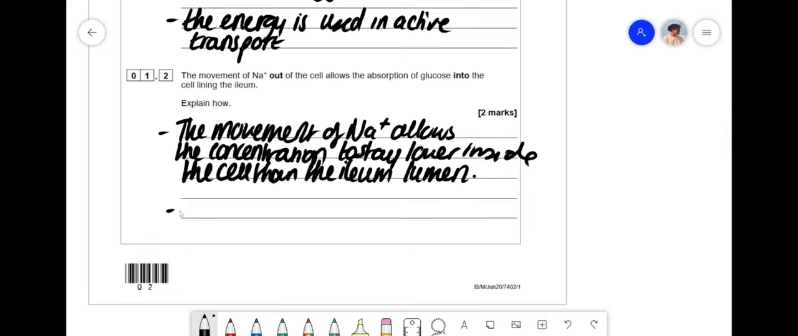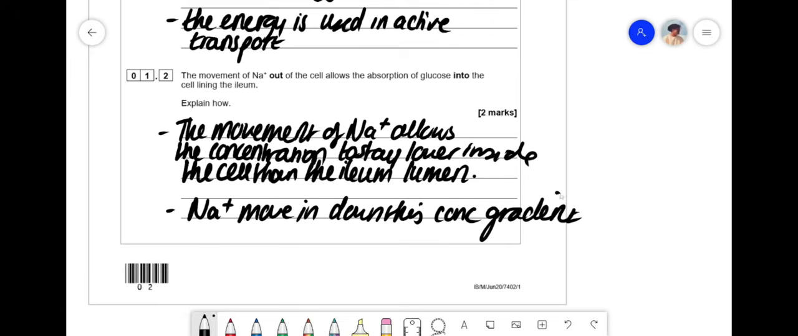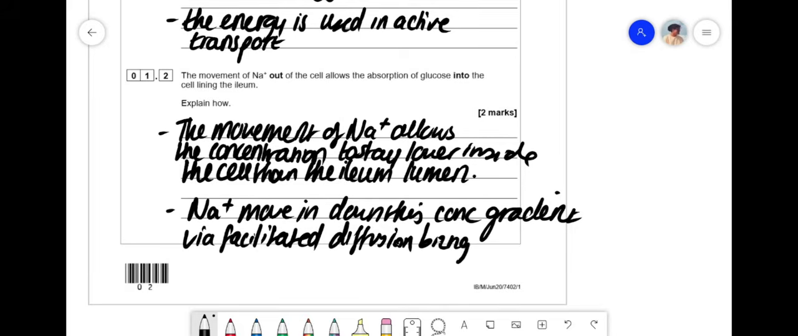So you've said that first part of the explanation. The next part is explaining why the glucose comes in. So sodium ions move in down this concentration gradient that you've just made. And write conc for short, you don't do that in your exam. Down this concentration gradient via facilitated diffusion. You need to specify what mechanism it is. Bringing glucose with it.